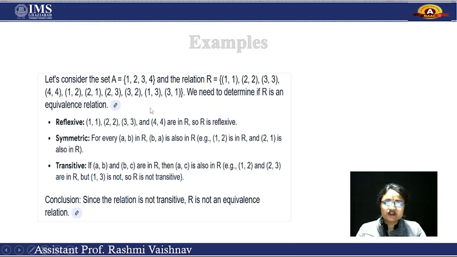So for that, we just find out three different properties. First of all, reflexive. Second one is symmetric, which is discussed over here. And third one is transitive. So let's take all the properties one by one.